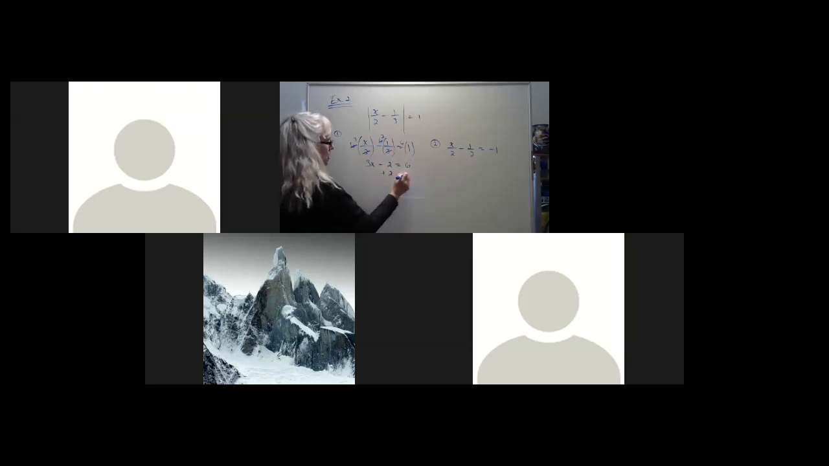So we'll go ahead and add our 2. That's going to give me 3x equal to 8. And then we'll divide out the 3. So x is equal to 8/3.